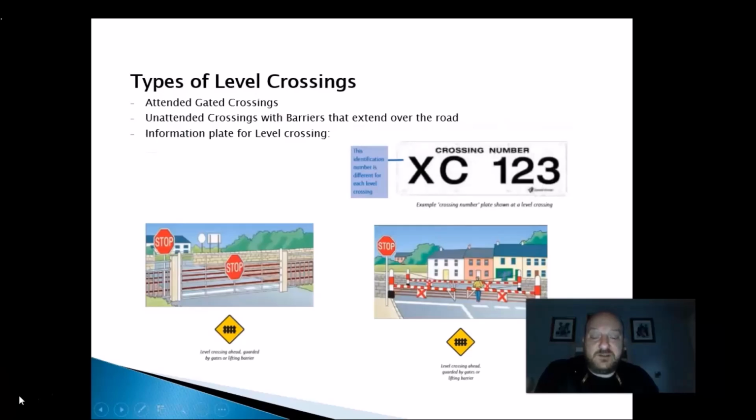Types of level crossing. You should pay attention to this one because people tend to get these wrong. There's three signs. This sign here is a level crossing protected by fences and lifting barriers, or guarded by gates and lifting barriers. All it is a little sign of a little bit of a fence. If you didn't know what it was, you can't make out what the sign is from just looking at the sign.